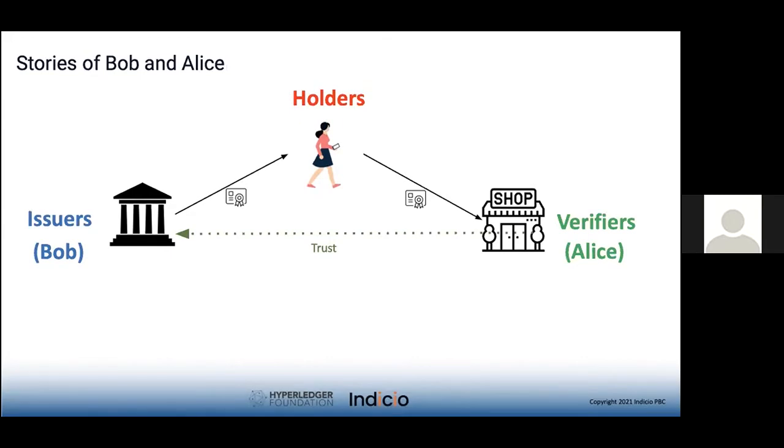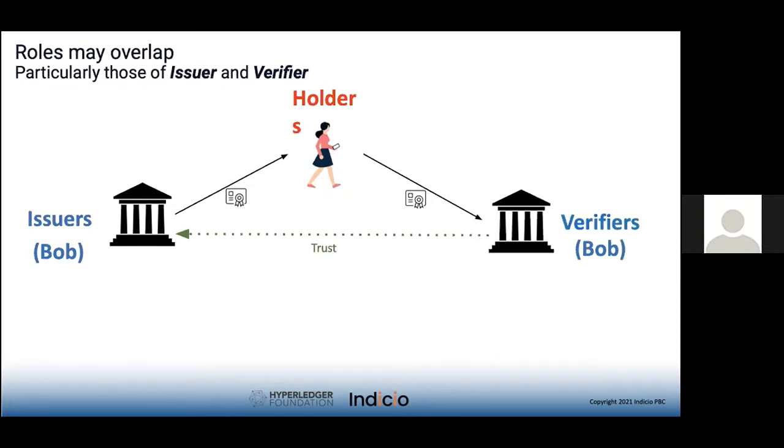We also use some real-world names, Bob and Alice. That's not new to the identity community or unique to it. Bob and Alice are thrown around in a lot of other use case examples, but you will see Bob and Alice repeatedly here, sometimes as issuers and sometimes as verifiers. They're not exclusive roles. Often roles overlap.